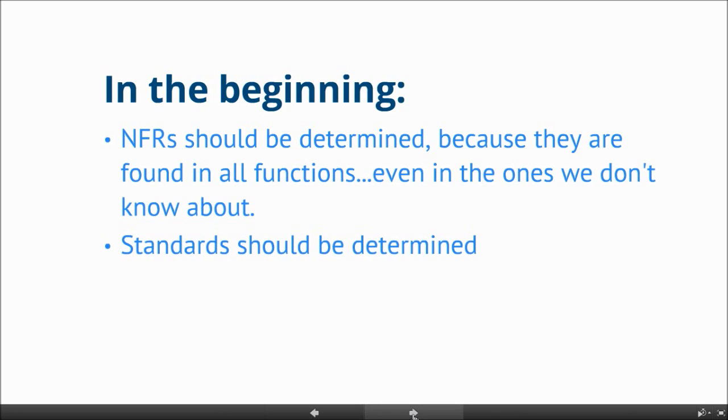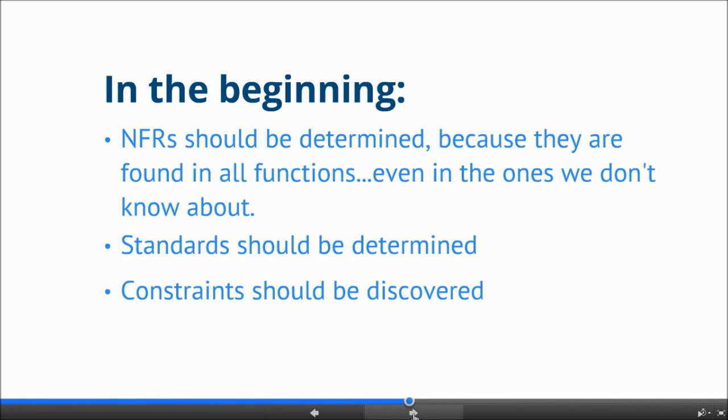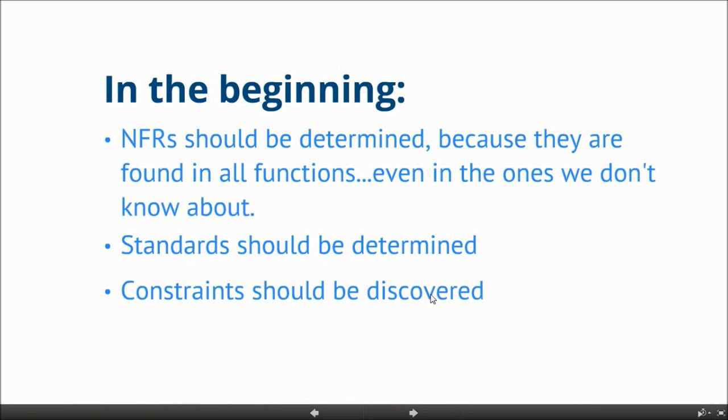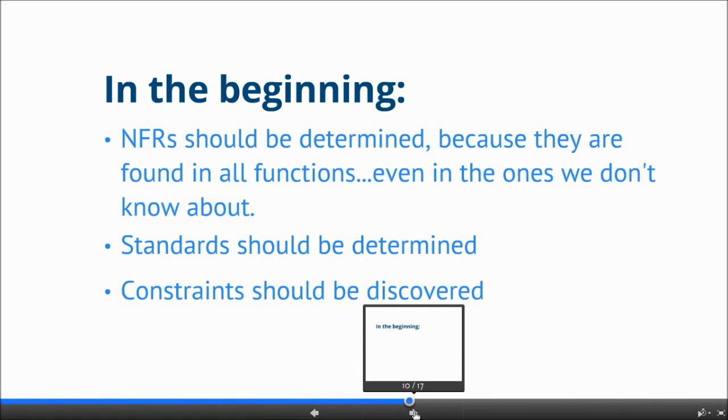While we're talking about things that need to be done in the beginning, standards should be determined, and these might be coding standards, for example. Any kind of standards that you plan to implement through the entire project or product, you want determined in the beginning. Constraints should also be discovered, and we're going to go into constraints a little more about what they actually look like. But the constraints are non-functional requirements. They really roll up under this first statement here.